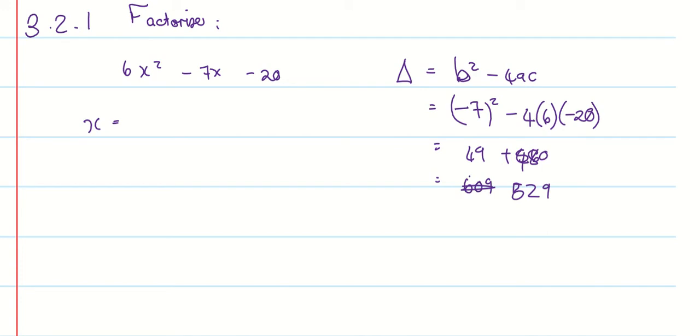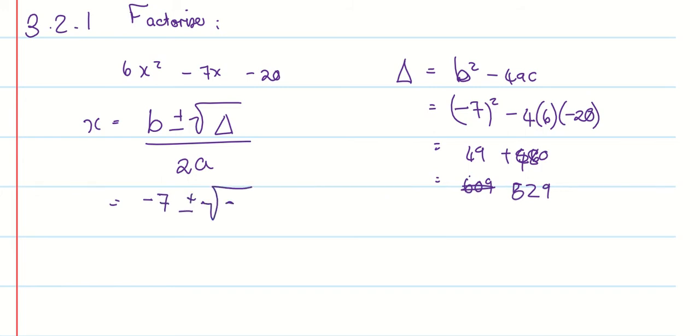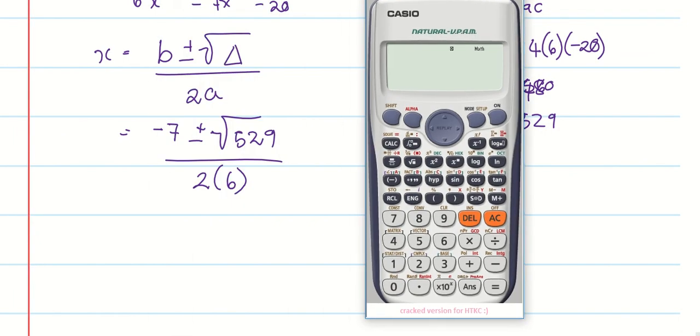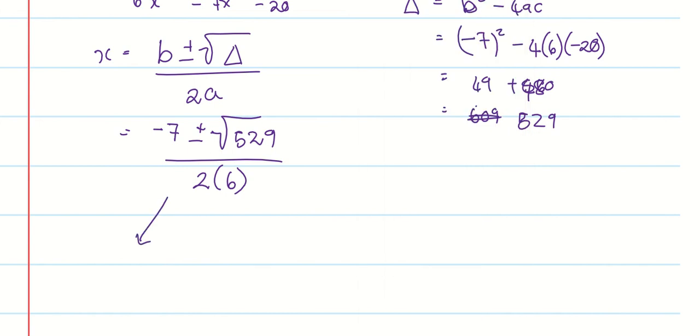So now, however, I continue and I go to my formula, and my formula says b plus minus the square root of delta over 2a. All I do in this step, I substitute. My value for b is negative 7 plus minus square root of 529, and then I say 2 times, where the value of a is 6. So this thing right here, I can just type into my calculator, okay? But it's going to split into a positive and a negative.